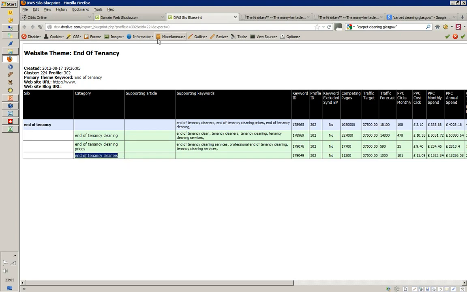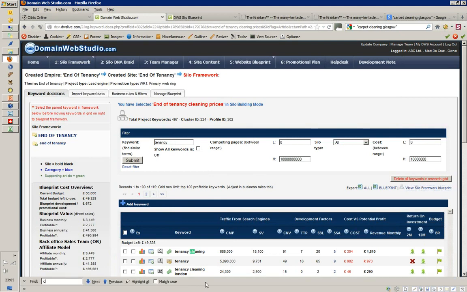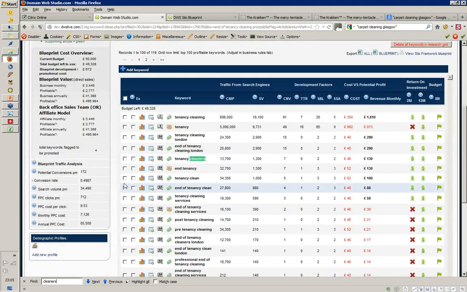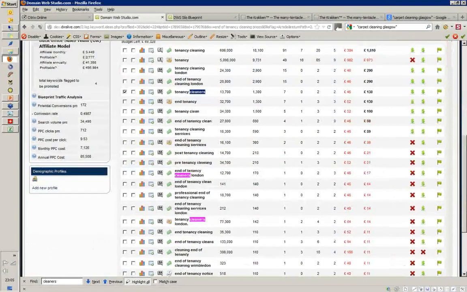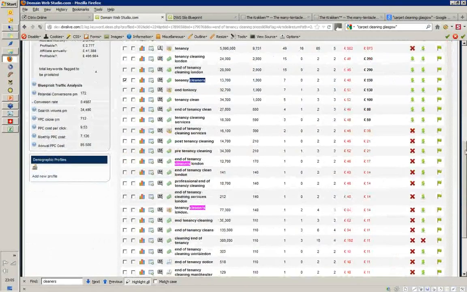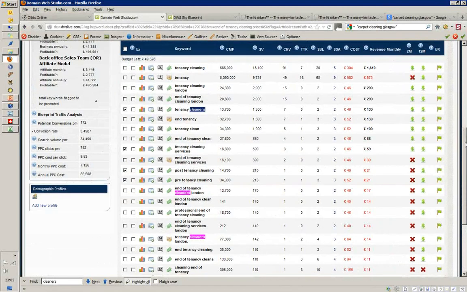So for end of tenancy cleaners, I actually want to look for words that have cleaners in them. Let's press Control F and type in cleaners, and there we can see them highlighted. So we have tenancy cleaners, and the other two are locale type of things. Tenancy cleaning services, and then post-tenancy cleaning services and pre-tenancy cleaning services. I'll take those, and I'm going to bind those as supporting keywords.